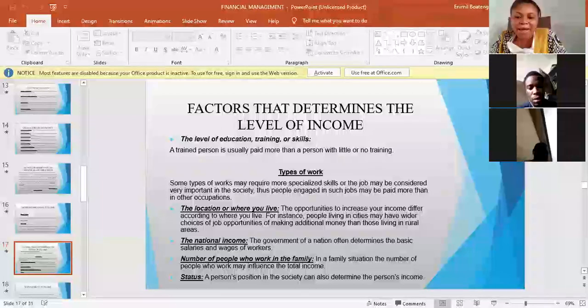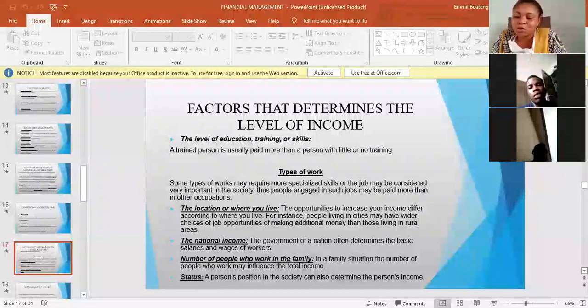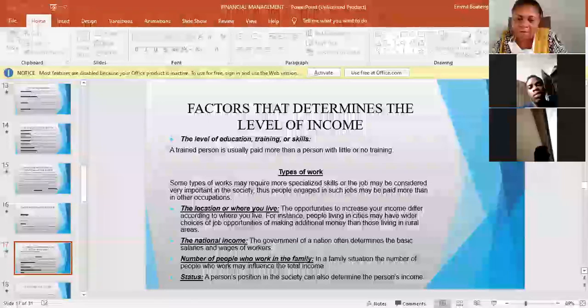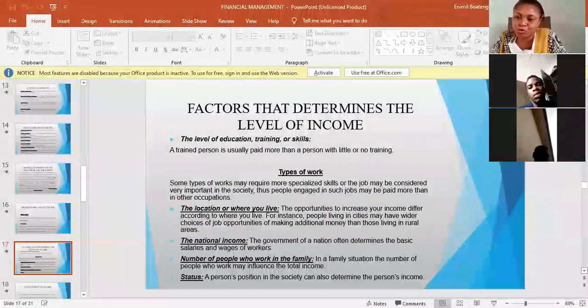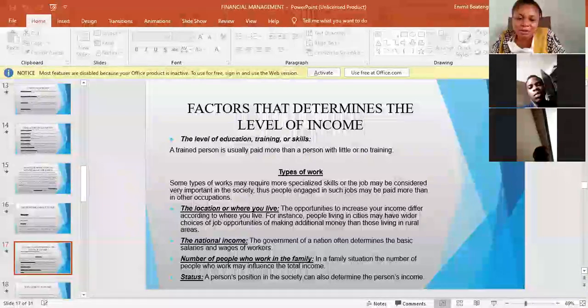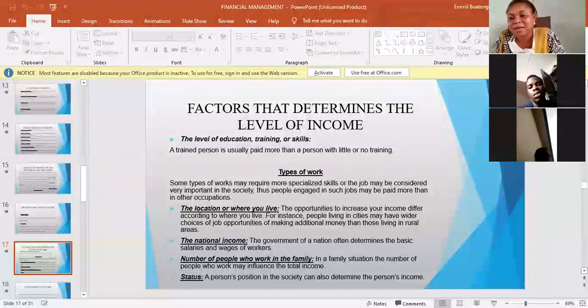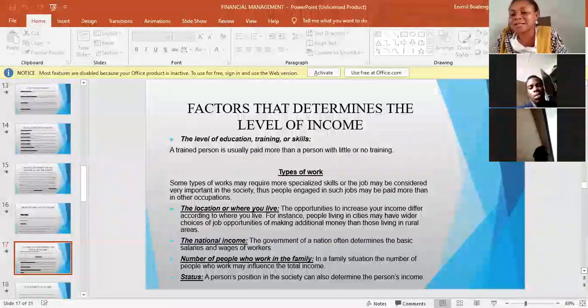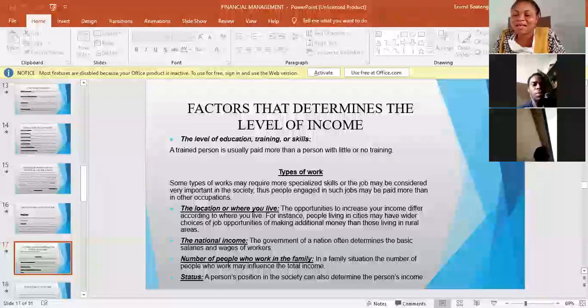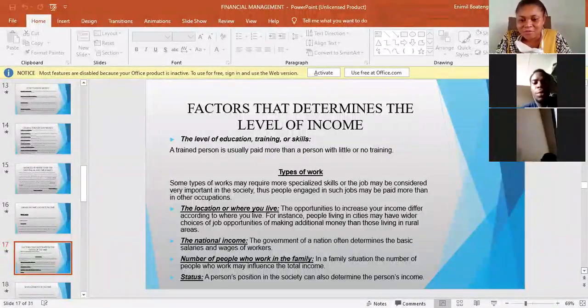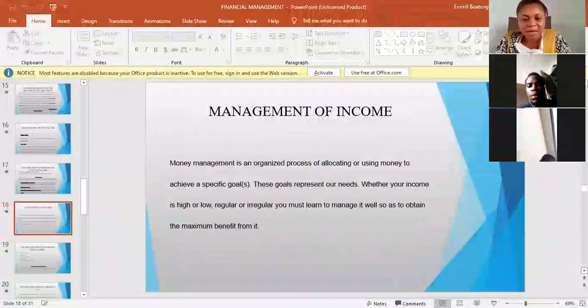Then the number of people who work in the family, in a family situation, if there are 5 people working in the family, it will increase the level of income. But if the number working in the family is just 2, then there will be pressure on the little income that they get. And then status. As for the status, a person's position in the society can also determine the person's income. You have your own work, but maybe you are the assembly man or something that can add a little more to your income. So that is about the factors that determine the level of income.